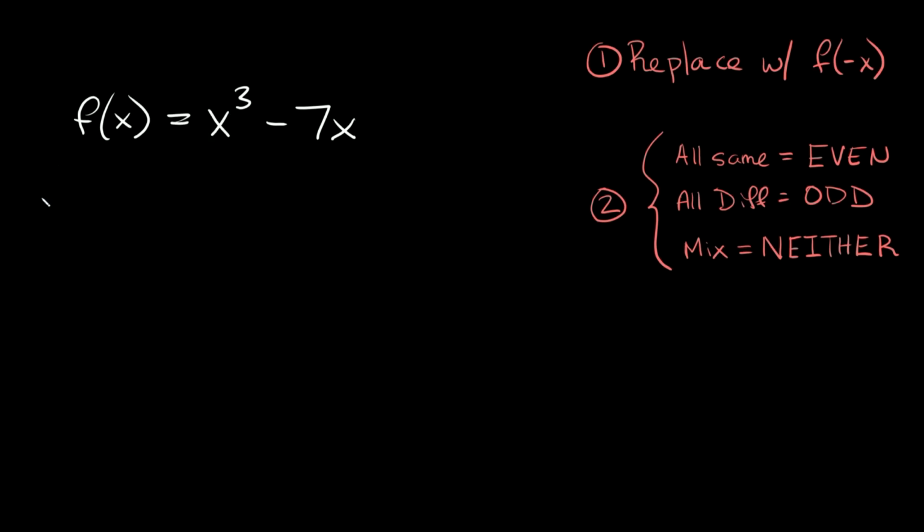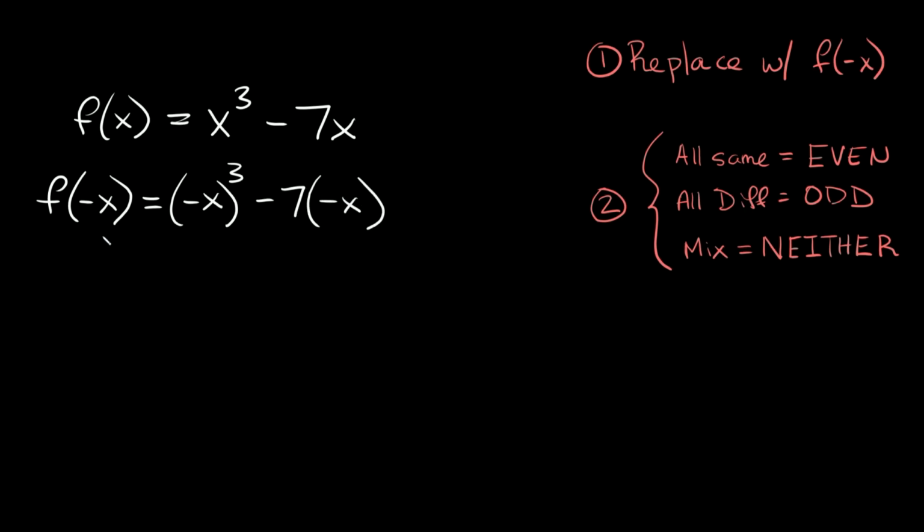So let's say we want instead to replace it with f of negative x, all right? So here we're going to have negative x raised to the third power minus 7 times negative x. Now let's simplify this. Whenever you have a negative number or variable raised to an odd power, then your number or variable stays negative, right? So negative x raised to the third power is just negative x cubed. And then here we have negative 7 times negative x, which is positive 7x, right?